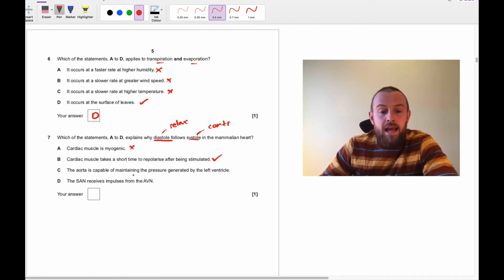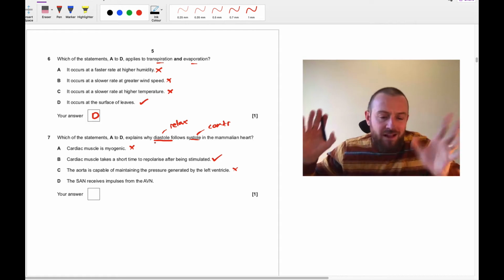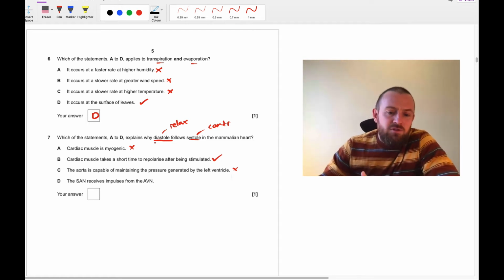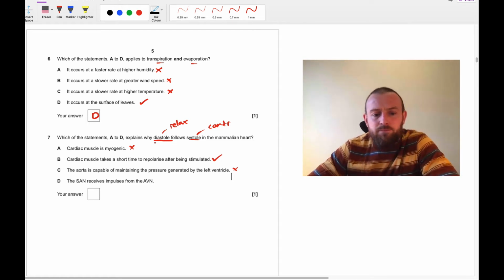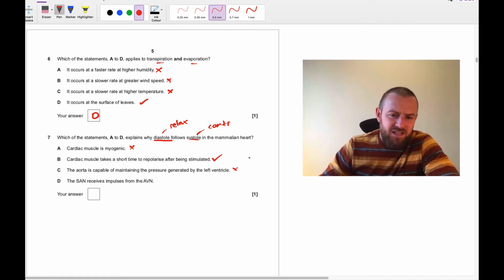C, the aorta is capable of maintaining the pressure generated by the left ventricle. That's a true statement, but it doesn't explain this. That's more to do with the aorta being tough, lots of collagen fibers, a thick tunica media, that sort of stuff. D, the SAN receives impulses from the AVN. It's actually the other way around, so that's false, and it also doesn't explain. So the answer is B.